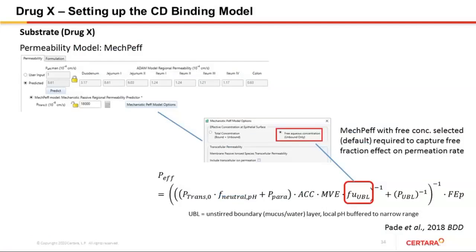The second thing that you need to run this model is the mechanistic permeability model, which automatically gives you regional permeability differences within the GI tract. And you have to use a default setting where free aqueous concentration is driving the membrane permeation. This can only be done with the MechPeff model within ADAM. And this requires knowledge of the fraction unbound in the mucus water layer, which we get from the solubility equations.